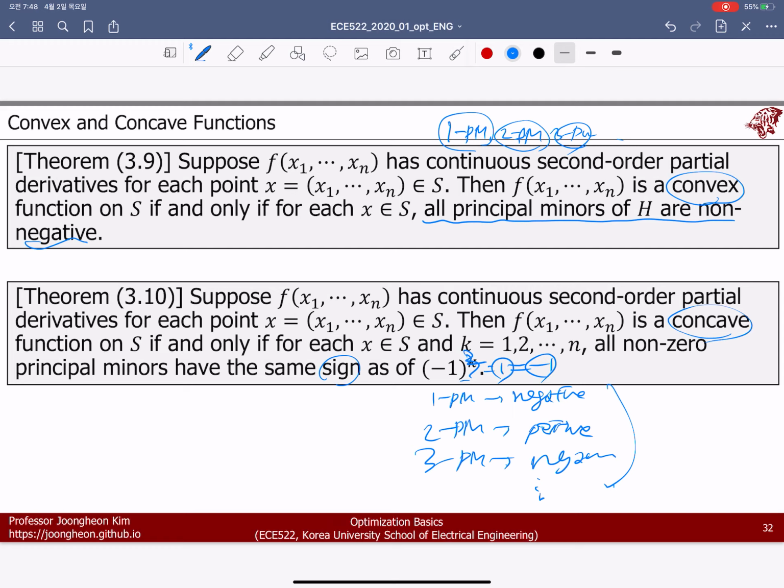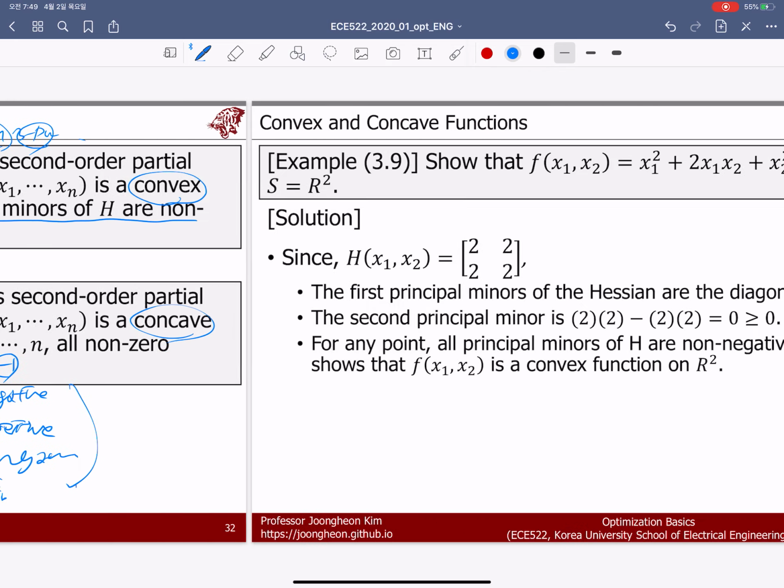So in that case, even though we have a very high order function, when we calculate the Hessian, the second order Hessian, and then take the first, second, third, and so forth principal minors, by checking the signs of the values, we can confirm whether the given function is convex or concave or neither. Okay, so let's do more exercises about that.